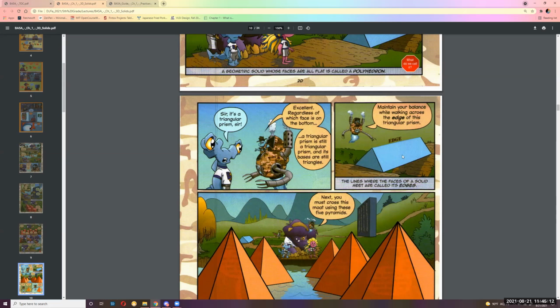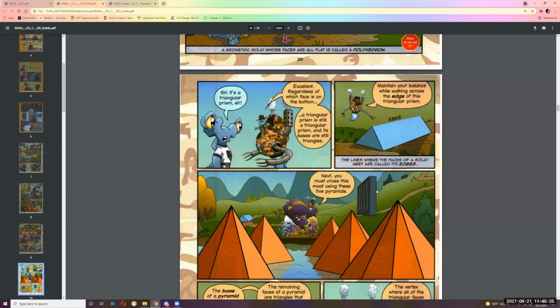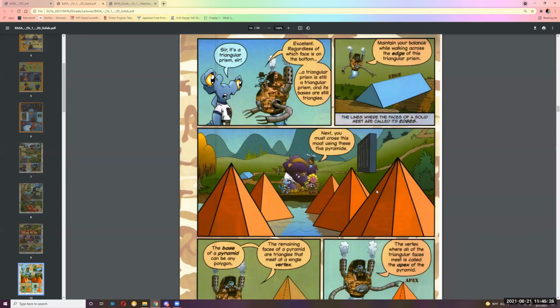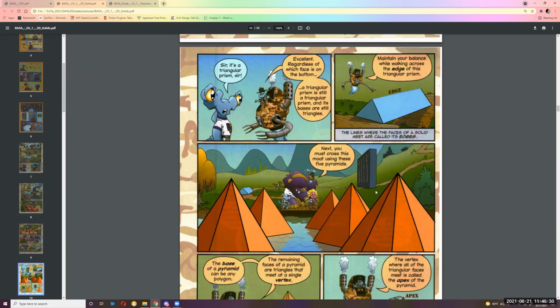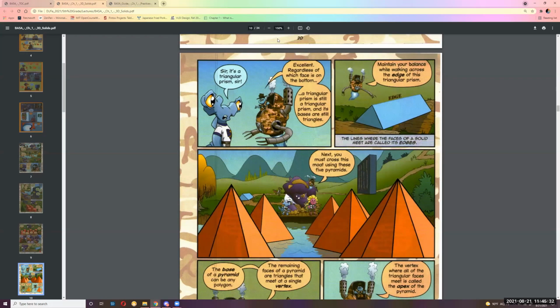Yep. So we have our rectangle here, and then our triangles again. Maintain your balance while walking across the edge of this triangular prism. Next, you must cross this moat using these 5 pyramids.